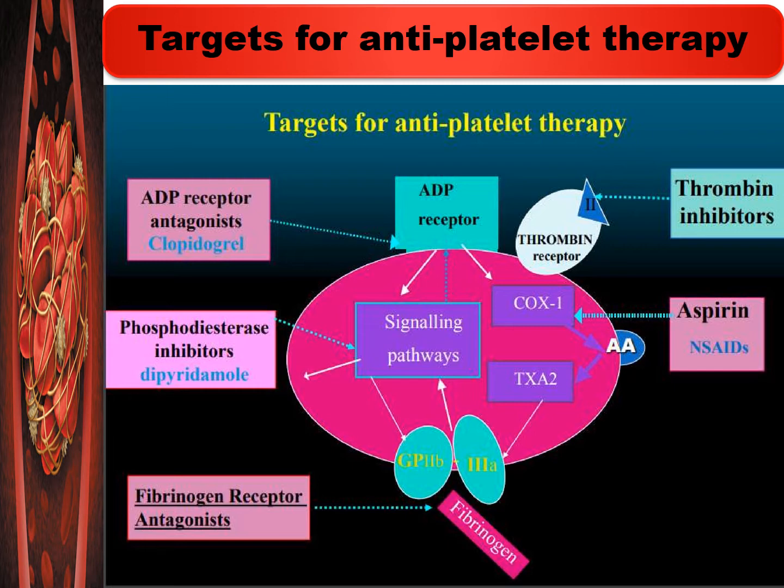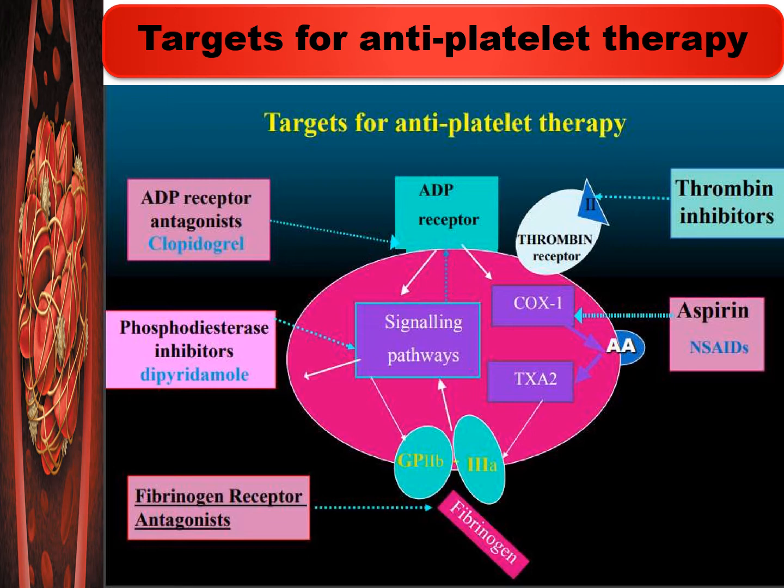So here we can understand by this diagram the different targets for the antiplatelet therapy. The different classes of antiplatelet drugs have different sites of action. For example, the ADP receptor antagonists bind with the ADP receptor. The drug is clopidogrel, whereas the phosphodiesterase inhibitors like dipyridamole interfere with the signaling pathway, and the fibrinogen receptor antagonists inhibit the binding of fibrinogen with the conformationally changed GP 2B and 3A receptors.